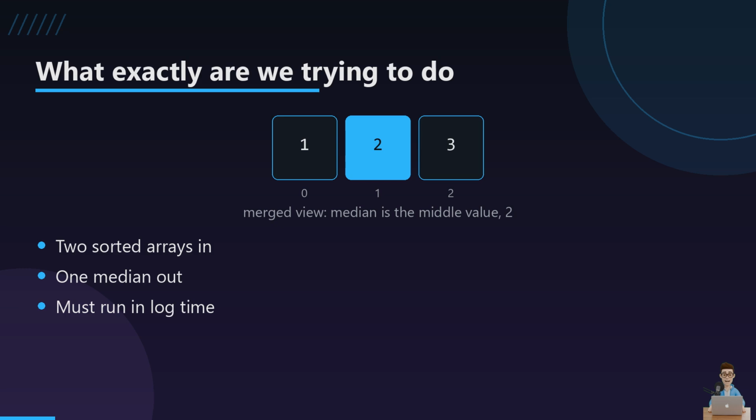Here's a tiny example. If nums1 is 1, 3 and nums2 is 2, and you combine them, you'd get 1, 2, 3. The middle number there is 2, so the median is 2. Easy, right? The hard part is that we are not allowed to actually combine or merge the lists. That would be too slow for large inputs.